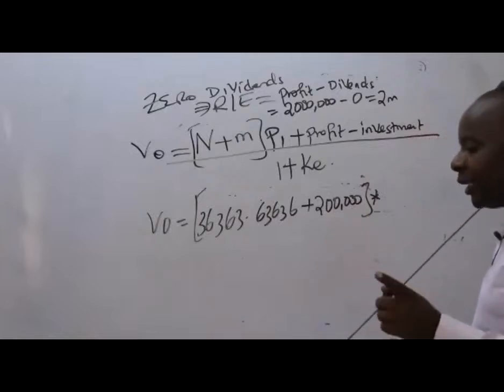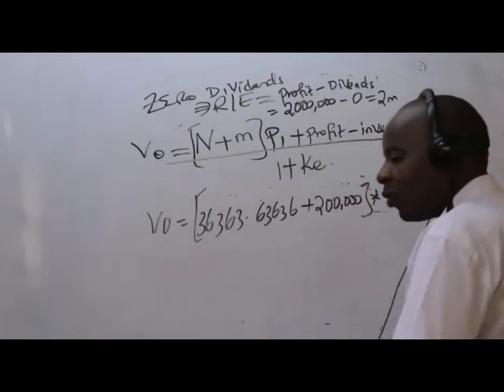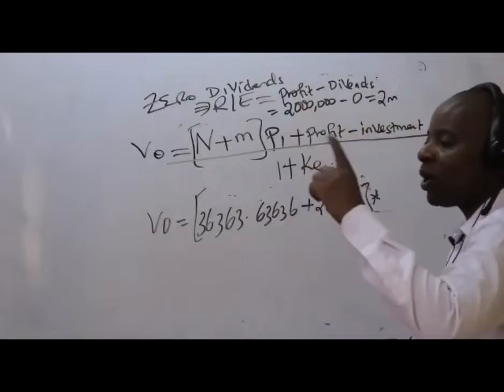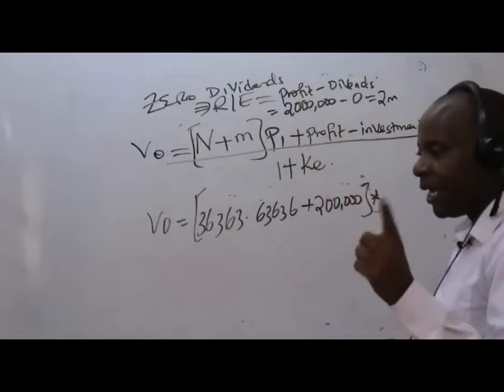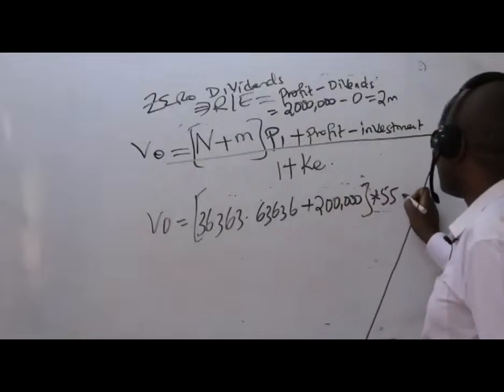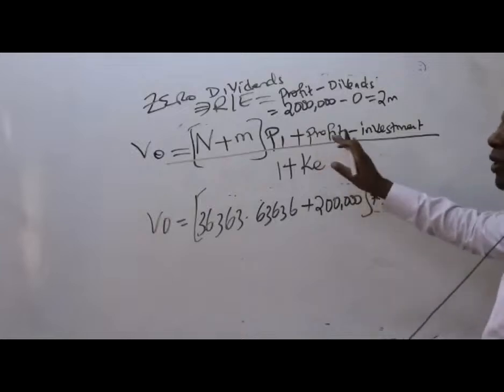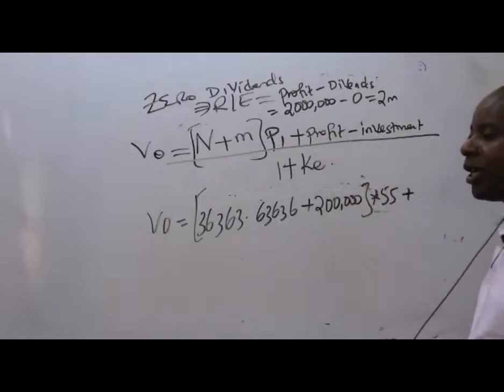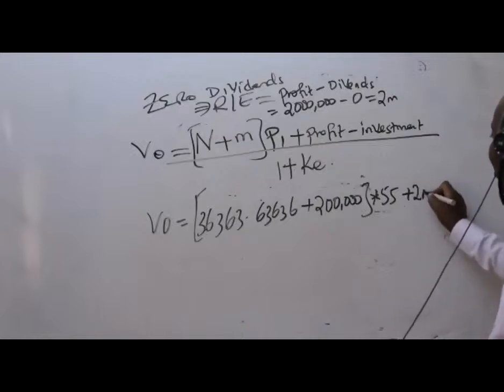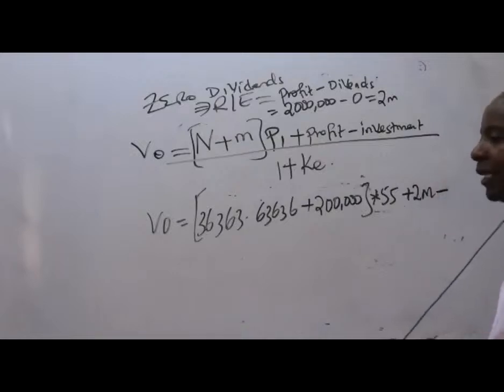Who is able to give me the P1 to use? The P1 that I shall be using here will be the P1 for zero dividends policy that you have just given me a few minutes ago, 55, plus the profit we've generated as an organization. Profit over how much? Somebody. Profit of 2 million minus the investment.